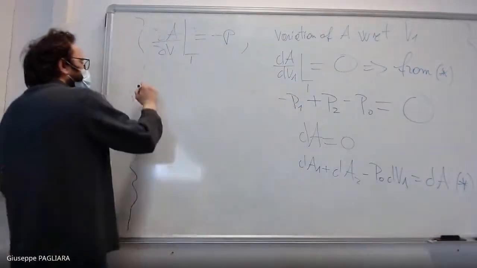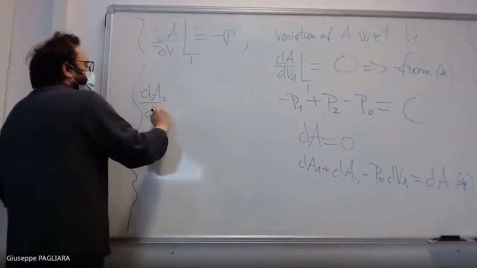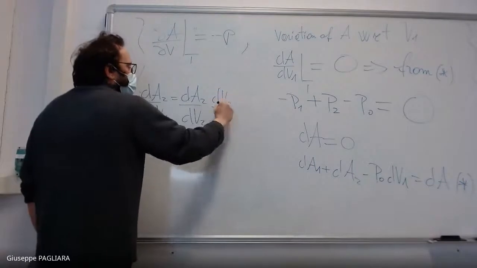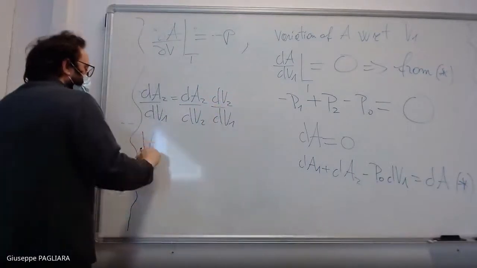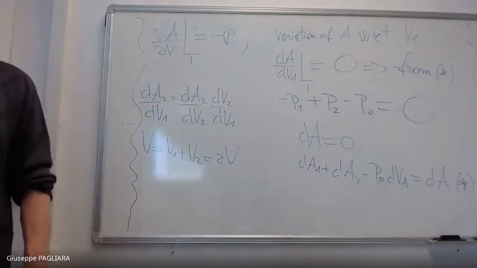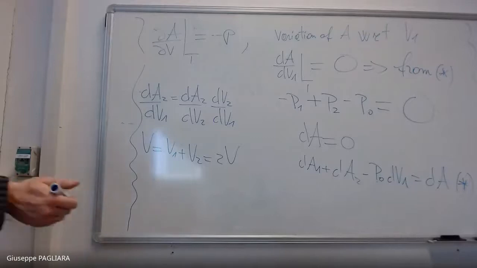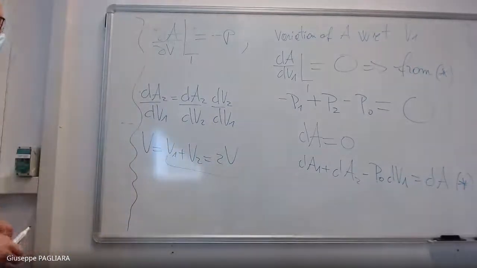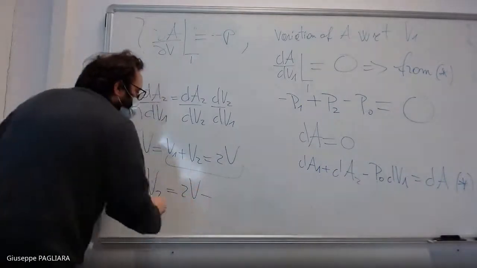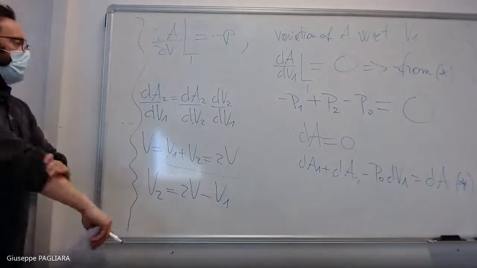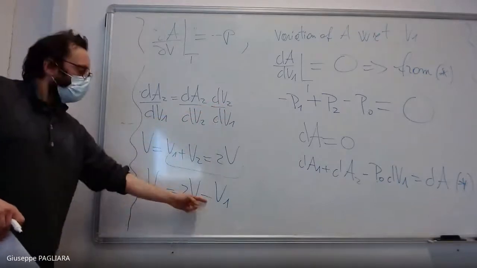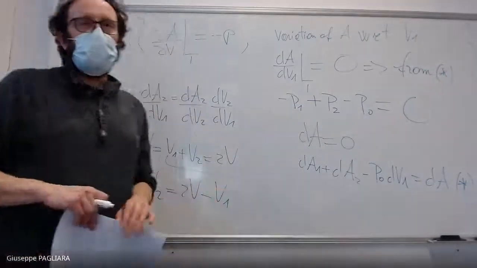Because when I do the derivative of A2 with respect to V1, this is the derivative of A2 with respect to V2 times derivative of V2 with respect to V1. Now, the total volume, V1 plus V2, is equal to twice V. Okay, the initial volume of the two sides of the box was V, and therefore, since the total volume is fixed, then you see that V2 is 2V, which is a constant, minus V1. Therefore, when I derive with respect to V2, I get minus the pressure, minus P2, but then this derivative gets a minus, okay? That's why I get a plus P2.